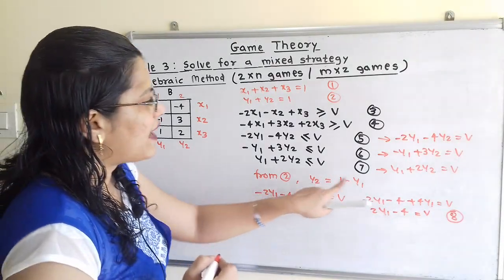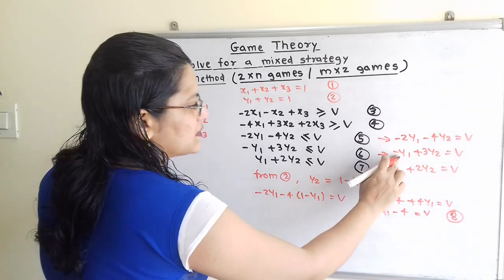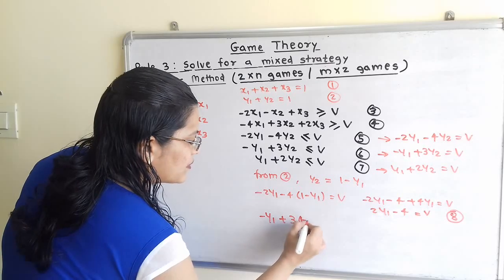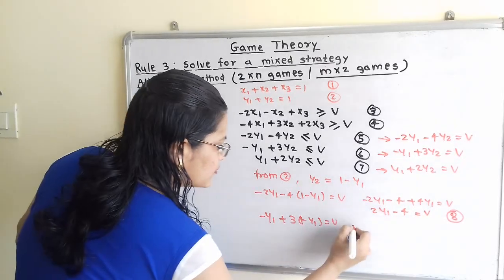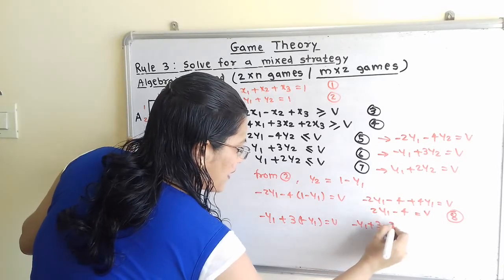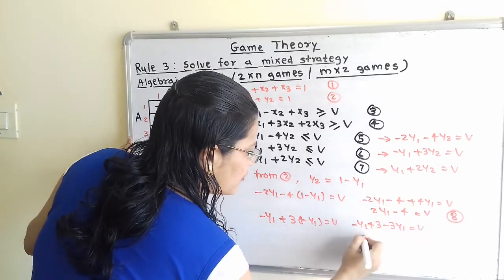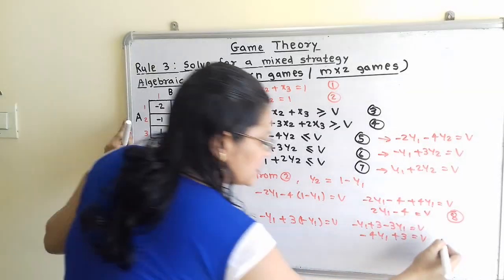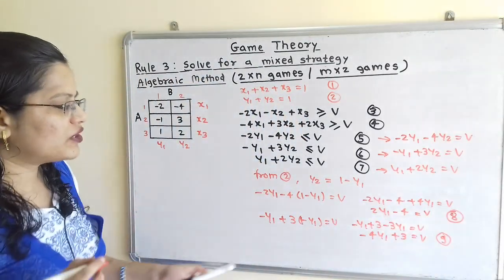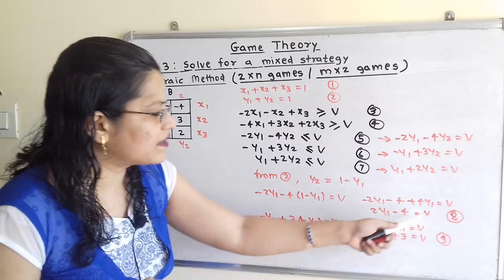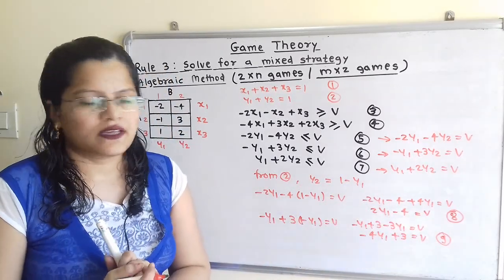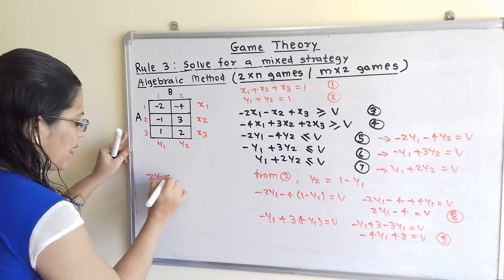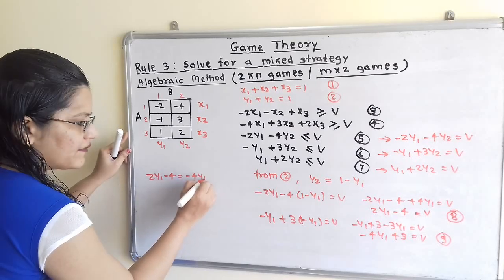Again we will put the value of y2 in equation number 6. So minus y1 plus 3 times 1 minus y1 is equal to v. So minus y1 plus 3 minus 3y1 is equal to v. Therefore minus 4y1 plus 3 is equal to v. So this will be equation number 9. Now if we observe equation number 8 and equation number 9, the right hand side is the same, that is v. So we can equate these two equations: 2y1 minus 4 is equal to minus 4y1 plus 3.